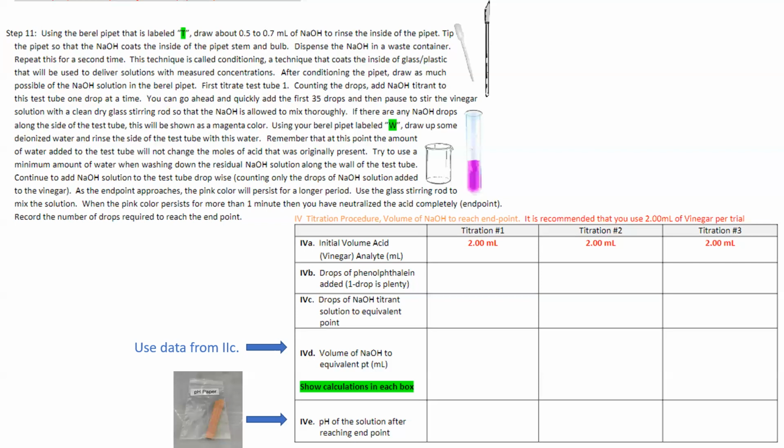And so we'll have the volume of sodium hydroxide in milliliters, and it's recommended that you repeat this procedure as long as you have enough solution until you get 3 titrations where the volume of sodium hydroxide added agrees to within 0.5 milliliters. And we can measure the pH of the solution at the endpoint using pH paper.